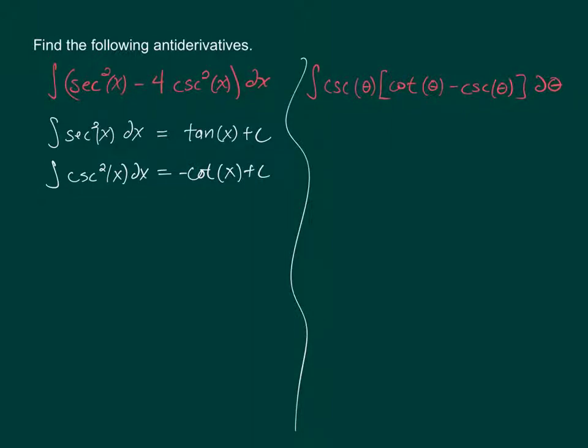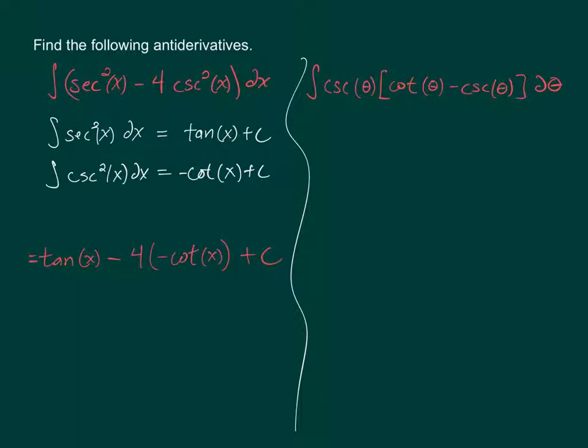So when you look at this antiderivative up here, the antiderivative of secant squared is tangent of x, so I'll write my answer down here in red. This will be tangent of x minus 4 times the antiderivative of cosecant squared, which is negative cotangent x. And don't forget to add the all-important plus c.